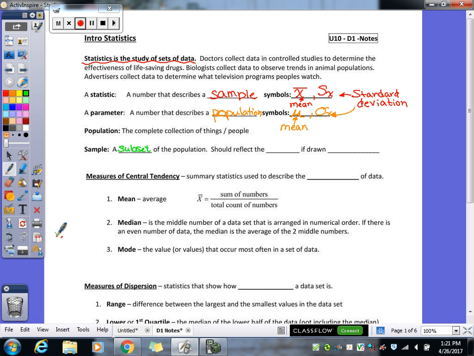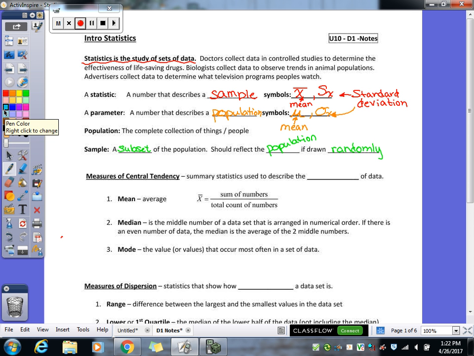It should reflect the population, if drawn randomly. That's one of the big key things with statistics: whatever group you're dealing with needs to be as random as you can possibly make it. Because if it's not a random group of people, then it's going to have what we call bias. Do you guys remember bias? Bias is a bad thing. You don't want to have bias within a study because that means your results are not accurate. One of the ways you can have bias is by not getting a completely random sample.